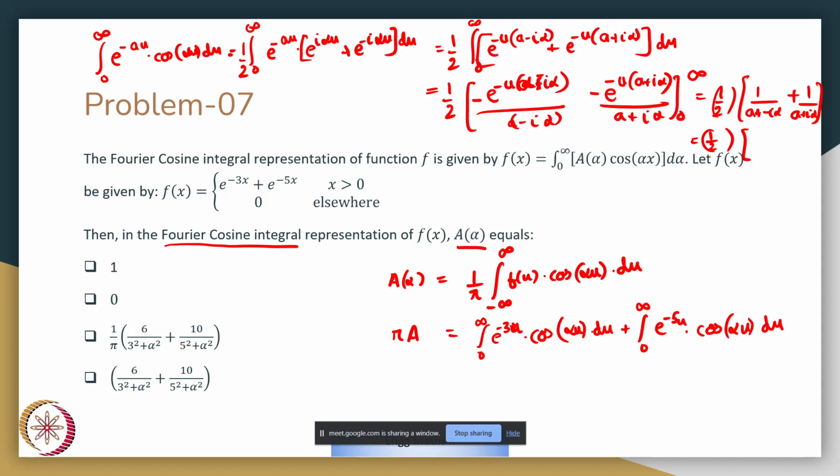I'll multiply both of these. So a square plus alpha square times a plus I alpha plus a minus I alpha, which is 2a upon a square plus alpha square. Now we simply substitute this in our problem. At a equal to 3, we get 3 upon 3 square plus alpha square, and at a equal to 5, we get 5 upon 5 square plus alpha square.